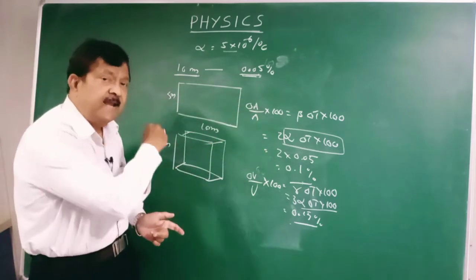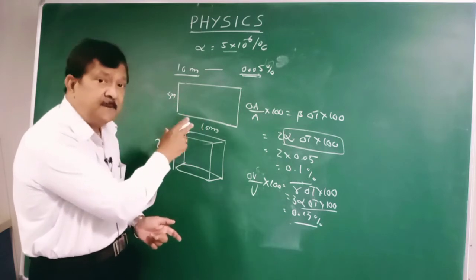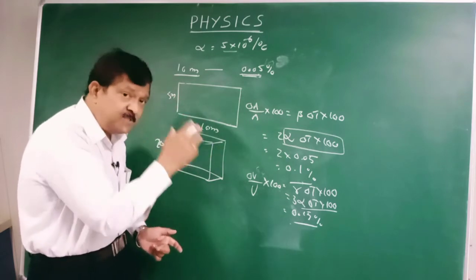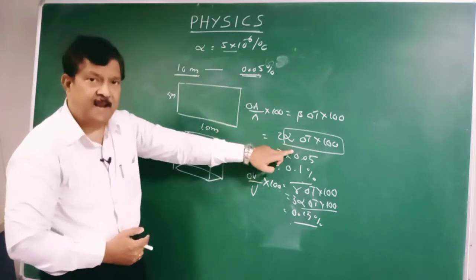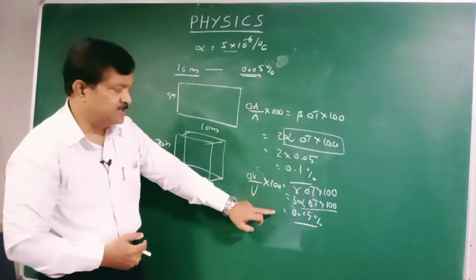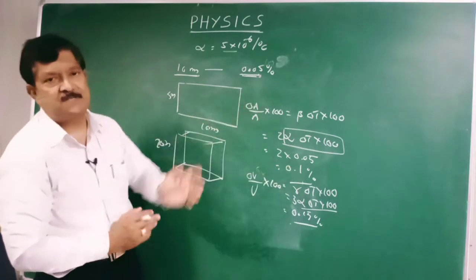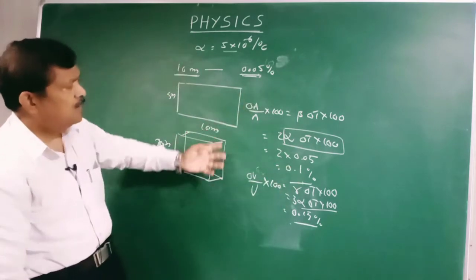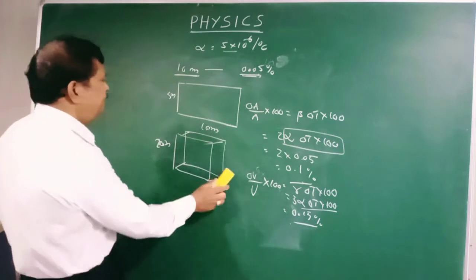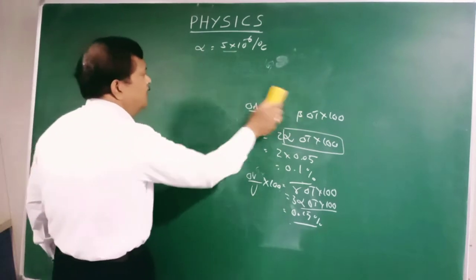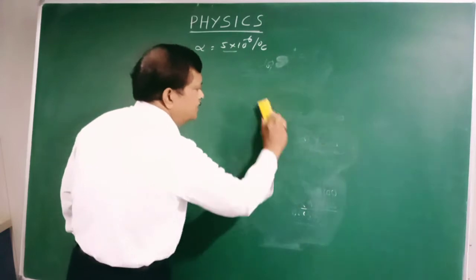When you take any plate made up of the same substance, corresponding to the same change of temperature, the percentage change is doubled in area. Percentage change in volume is simply triple that, you will get the answer. So this is also one easy and important application. Now let us move on to another important model problem.